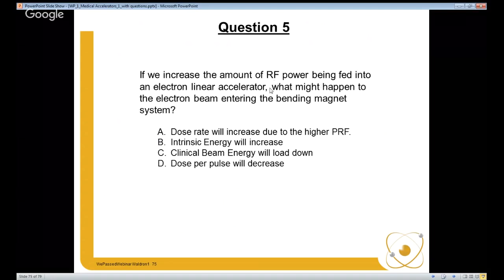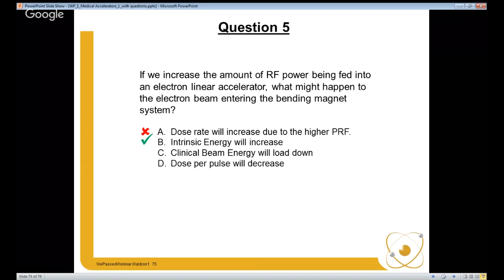Okay, if we increase the amount of RF power being fed into an electron linear accelerator, what might happen to the electron beam entering the bending magnet system? What is the most correct answer? And this is probably the hardest question of the group. So, will the dose rate increase due to the higher PRF? No. We said nothing about PRF, so that's one of the silly ones. I see nobody answered that one.